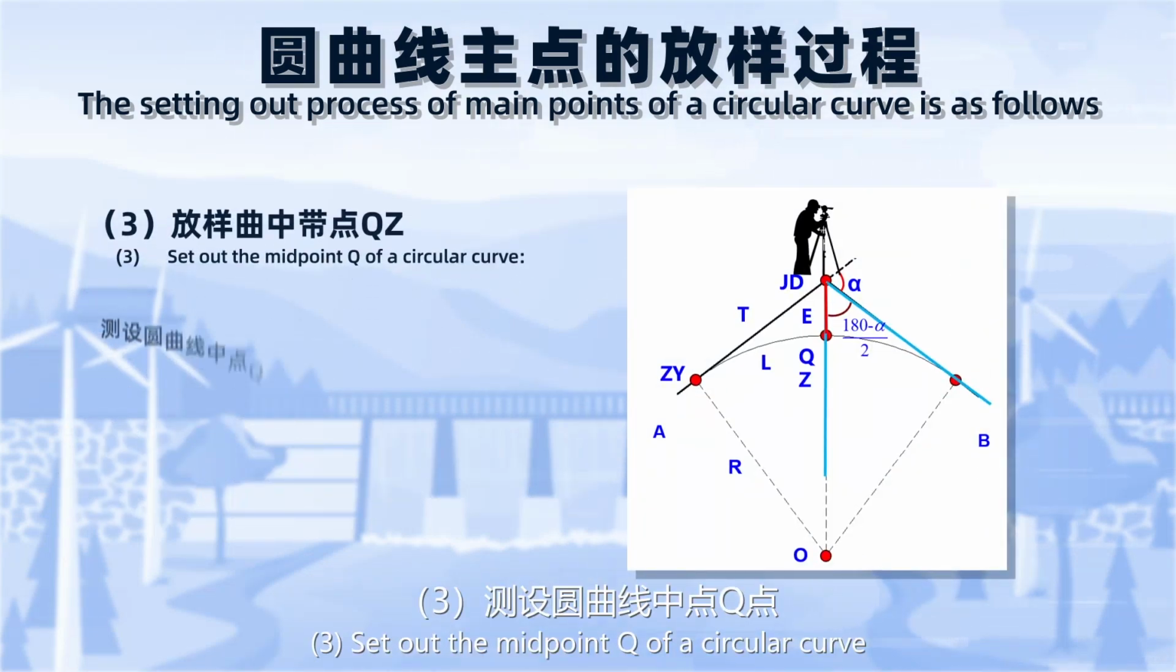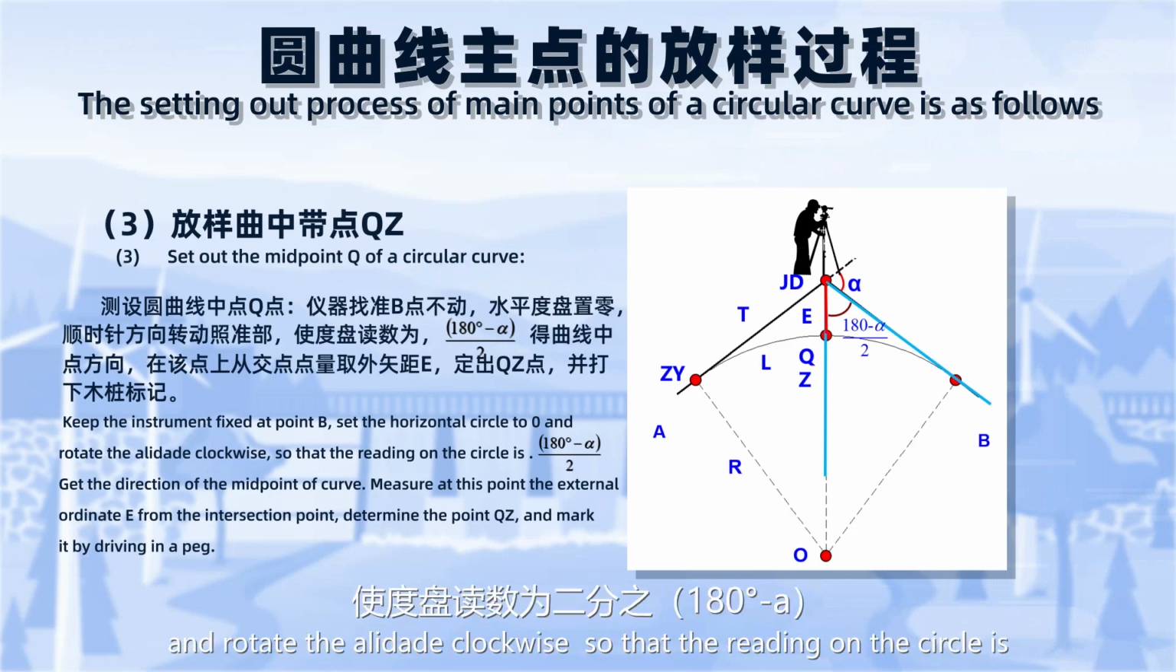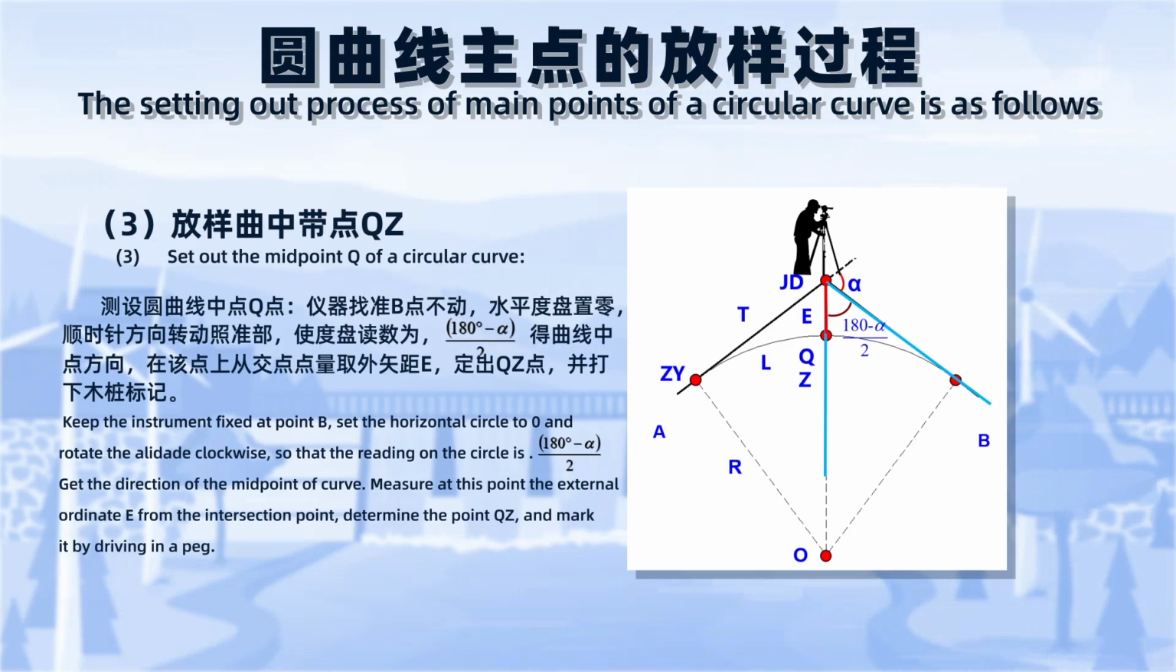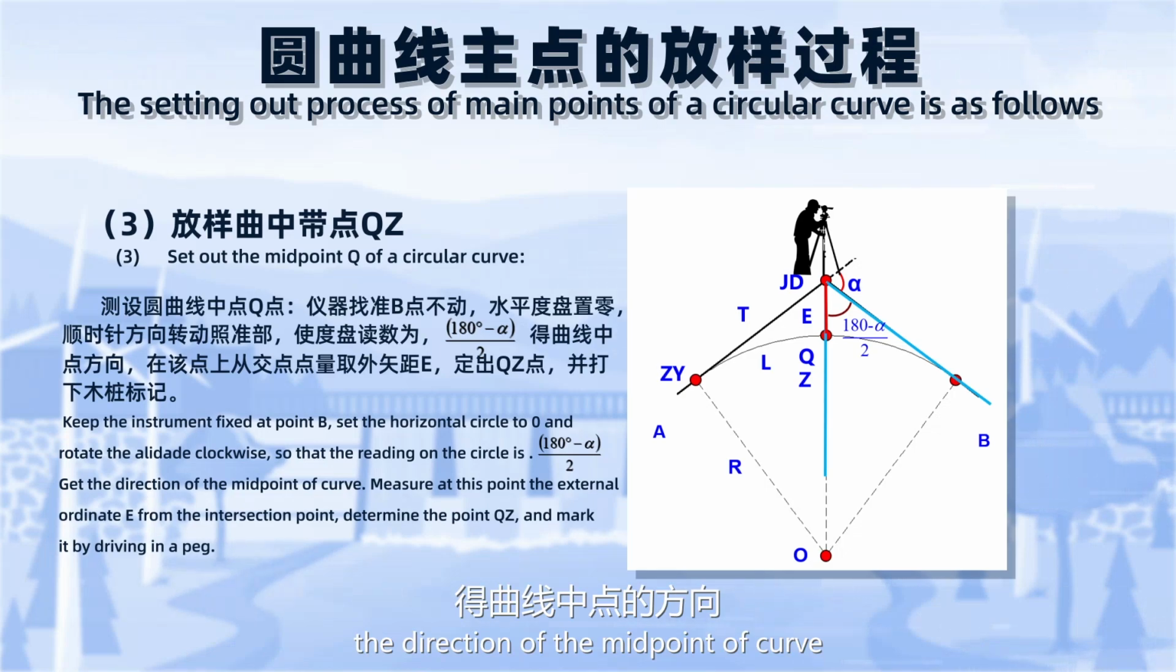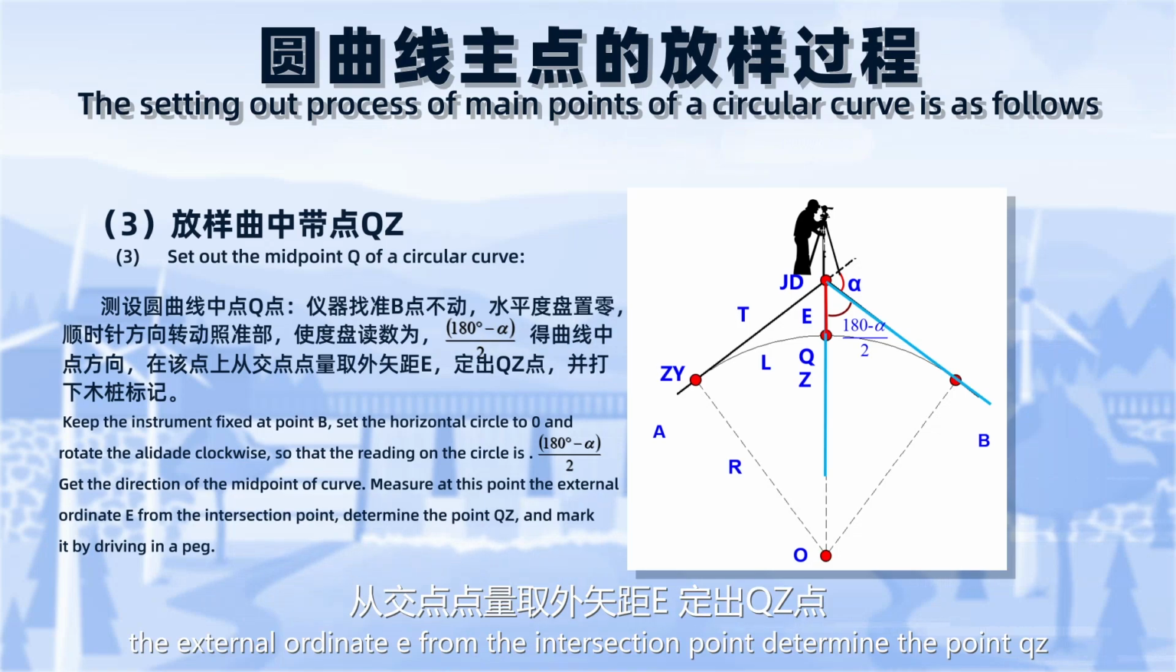3. Set out the midpoint QZ of the circular curve. Keep the instrument fixed at point B, set the horizontal circle to 0 and rotate the alidade clockwise, so that the reading on the circle is set. Get the direction of the midpoint of the curve. Measure at this point the external ordinate E from the intersection point, determine the point QZ, and mark it by driving in a peg.